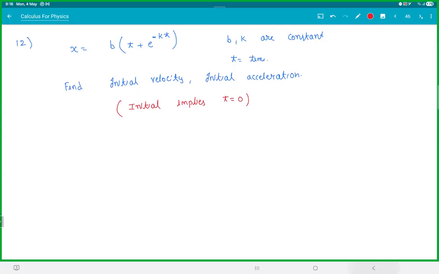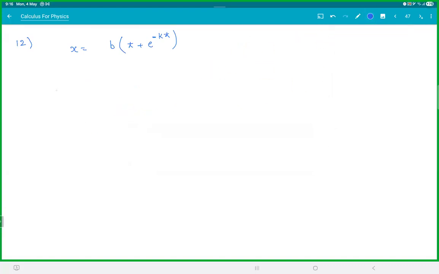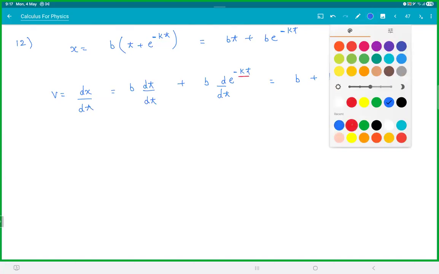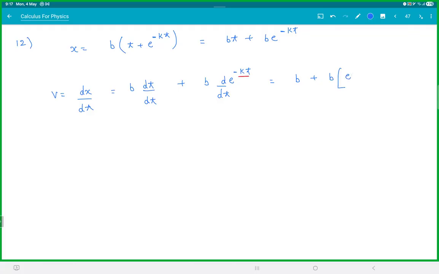Okay, let's see. Velocity dx by dt. For simplicity, let's write this as bt plus b into e power minus kt. So this will be b times the differential of t. b is a constant, you can just throw it out. Plus d by dt of e power minus kt. So dt by dt is 1, and e power minus kt. Remember, this is a chain rule again. This is e power something, e power a function. So that would be minus e power the function, then differentiate that function again.